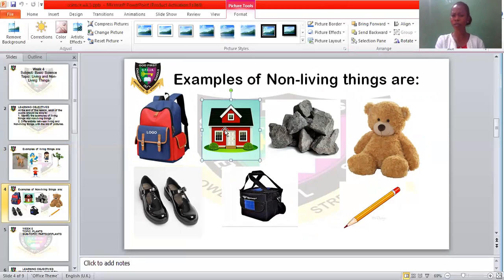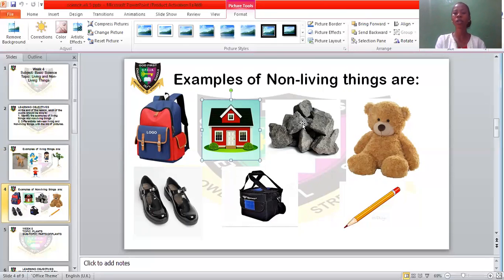And who can tell me what is in this picture? It's a house. So a house is also an example of a non-living thing, because a house cannot eat. A house cannot talk. A house cannot see. Can your house talk? Can your house eat? No, they cannot. So it's an example of what? Non-living thing. That's my children.